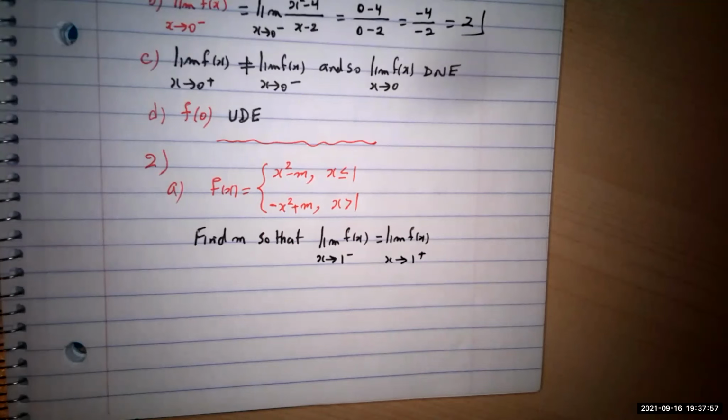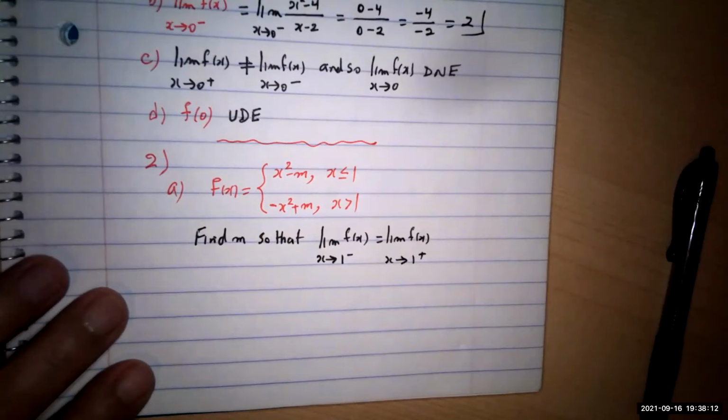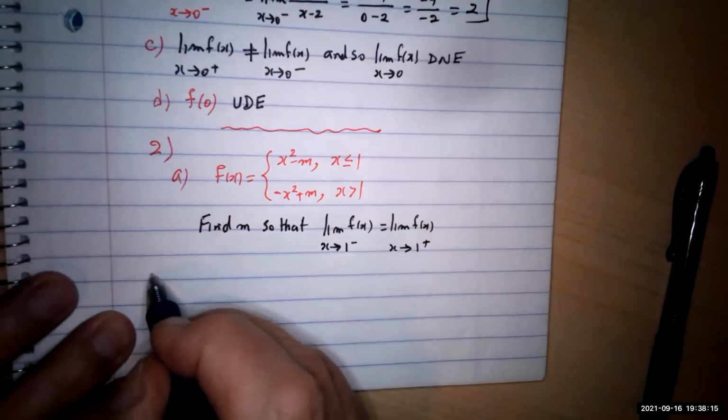So what we're going to do, you are going to find these limits. Remember, find this limit first, let them equal to each other. That gives an equation in m. Then you find the m. You have to find the limits, remember, not just letting the function be equal to each other. Okay, so there you are.